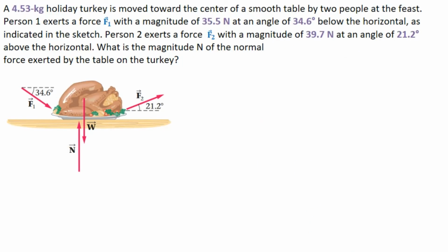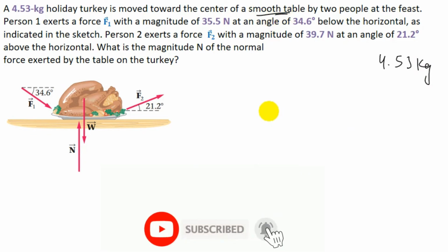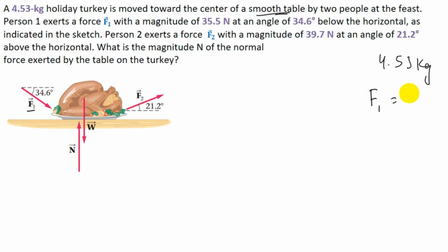So in this question we are given that a 4.53 kg holiday turkey is moved towards the center of a smooth table by two people. Person 1 exerts a force F1 whose magnitude is 35.5 Newton, and person 2 exerts a force F2 whose magnitude is 39.7 Newton. This angle theta is 21.2 degrees above horizontal, and this one is 34.6 degrees below horizontal. Now we need to find the normal force on the object.